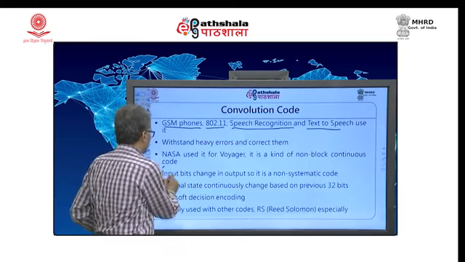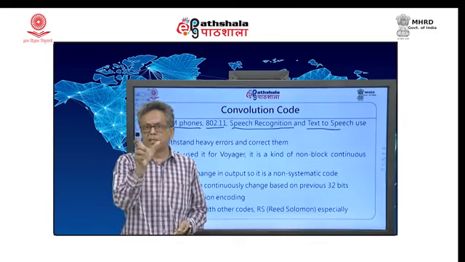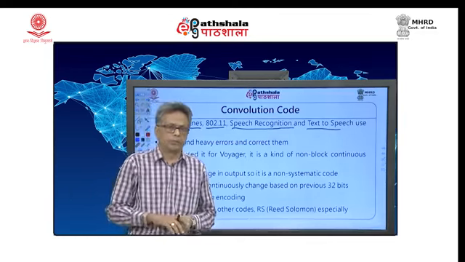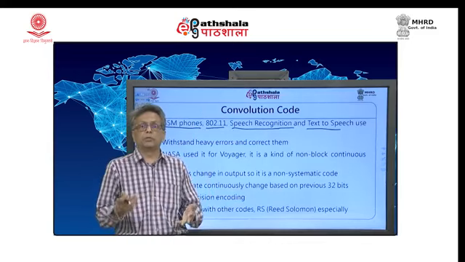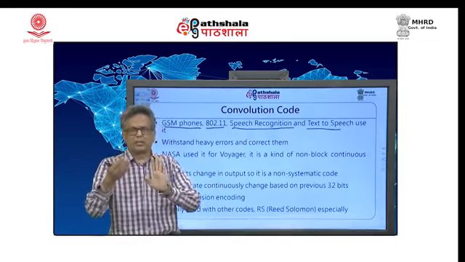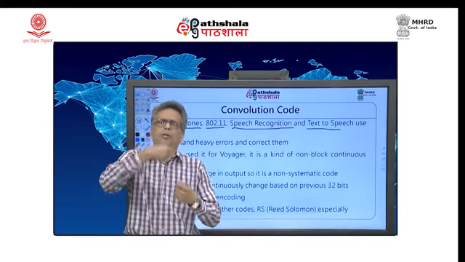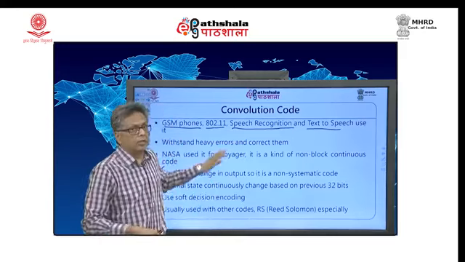This is critical. If you remember the Hamming code, the input bits do not change in the resultant form which is sent across. In case of the Voyager code, input bits change. Sometimes one input bit generates 2 output bits. So, it is called non systematic. It will not generate the same input bit in the representation which is to be sent. It is not even a block code.